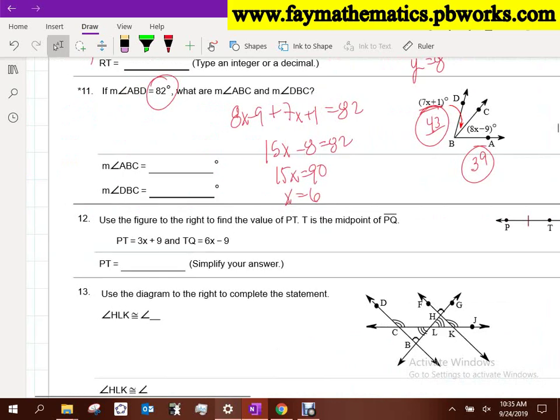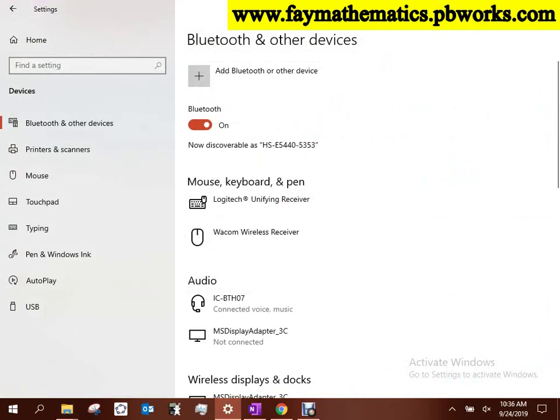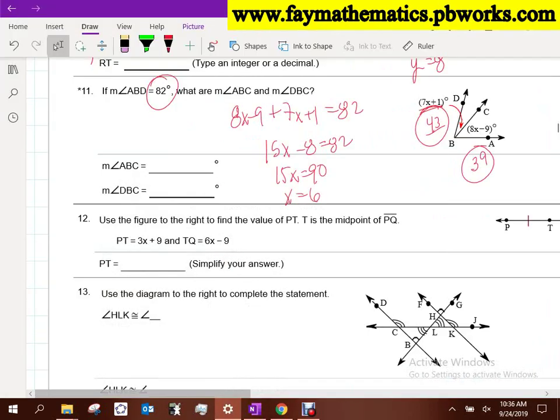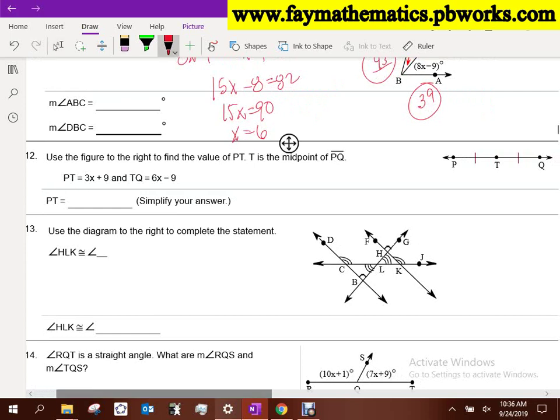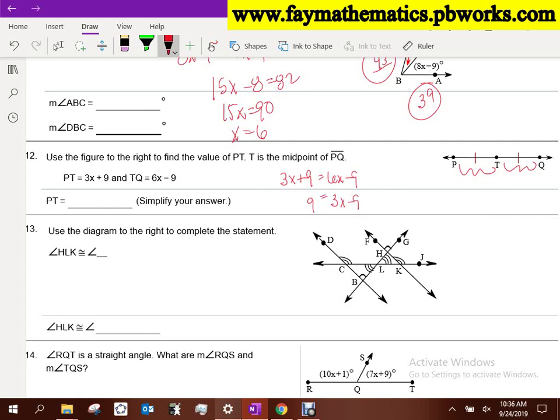This is a midpoint question. They're telling us that T is the midpoint of this segment. There we go. T is the midpoint, so that just means that that distance there and that distance there are equal. Well, PT, they're saying is 3x plus 9. TQ is 6x minus 9. So subtracting 3x from both sides gives me that. Add 9 to both sides, and so that gives me 18 is equal to 3x. Divide both sides by 3, x is 6.